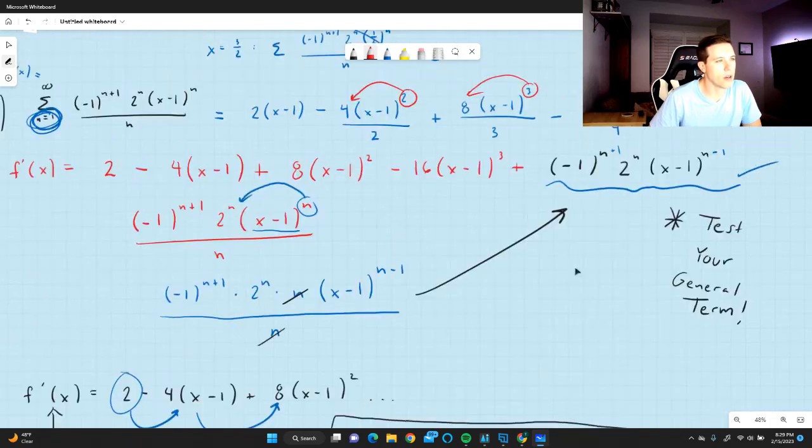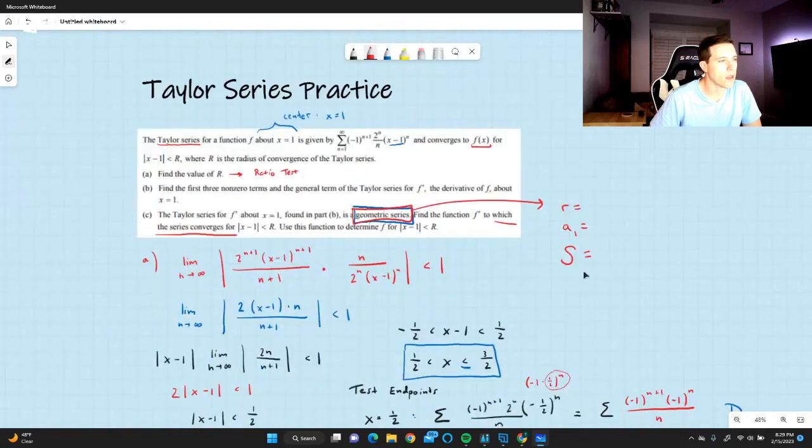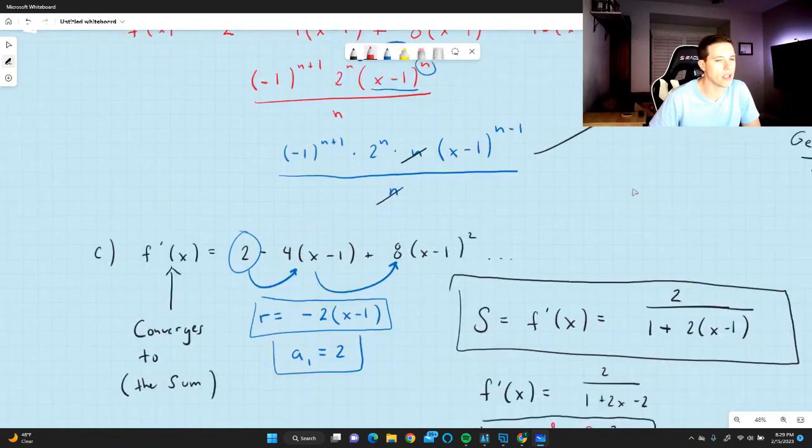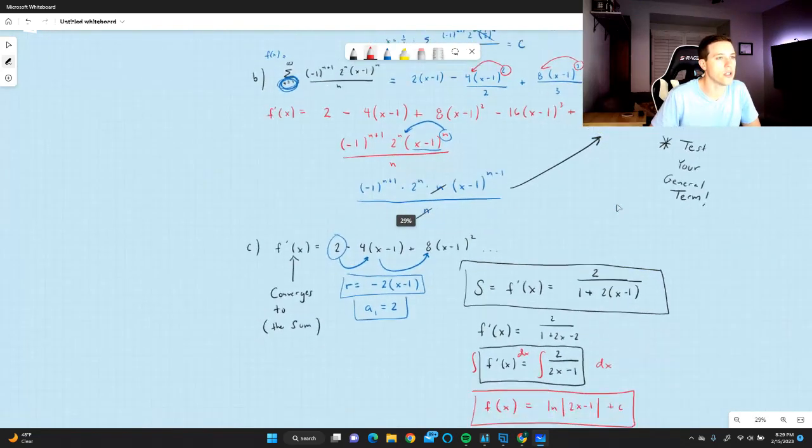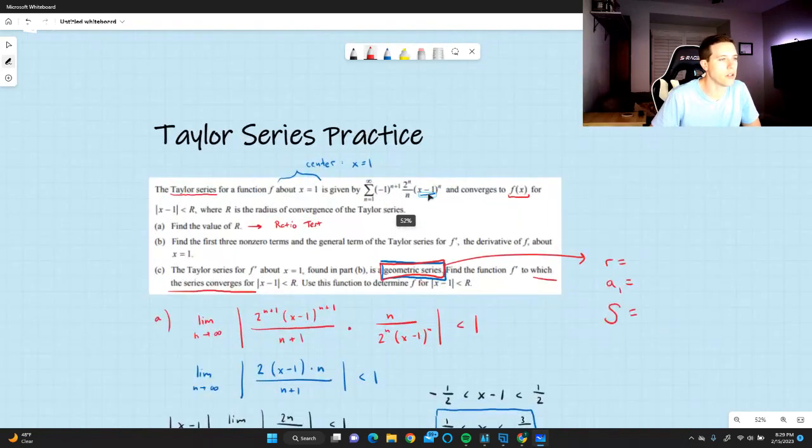And then what am I doing here? Well, it's asking me to do something. It's saying find the function f prime to which the series converges, and then use this function to find the original. So how do we go back to the very beginning? We take the antiderivative of each side, and the antiderivative of this is just natural log absolute value of 2x minus 1. And we actually found the original function that this Taylor series represents.